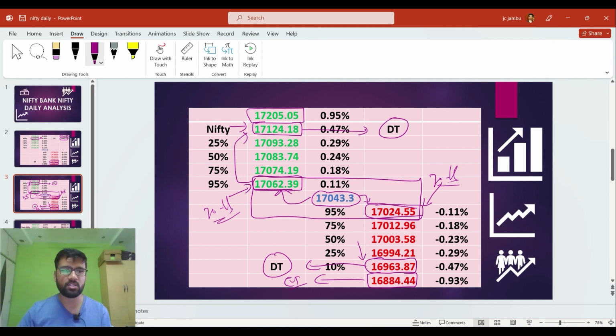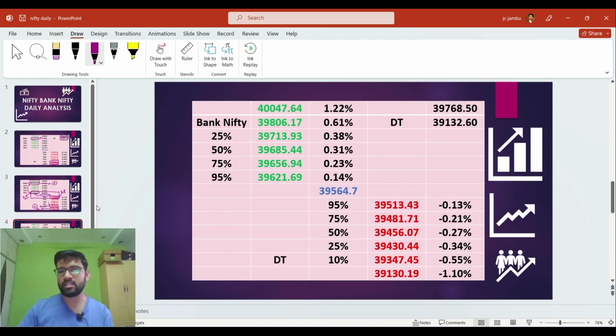So now let's discuss the past analysis performance of Bank Nifty. In today's session, the market made a high of 39,768 and a low of 39,132. The 39,768 level was very close to the extreme daily target of Bank Nifty on the upper side, but it missed the upside daily target by 30 to 40 points. The low of 39,132 almost hit the extreme target on the downside, and it even tested the downside daily target in Bank Nifty.